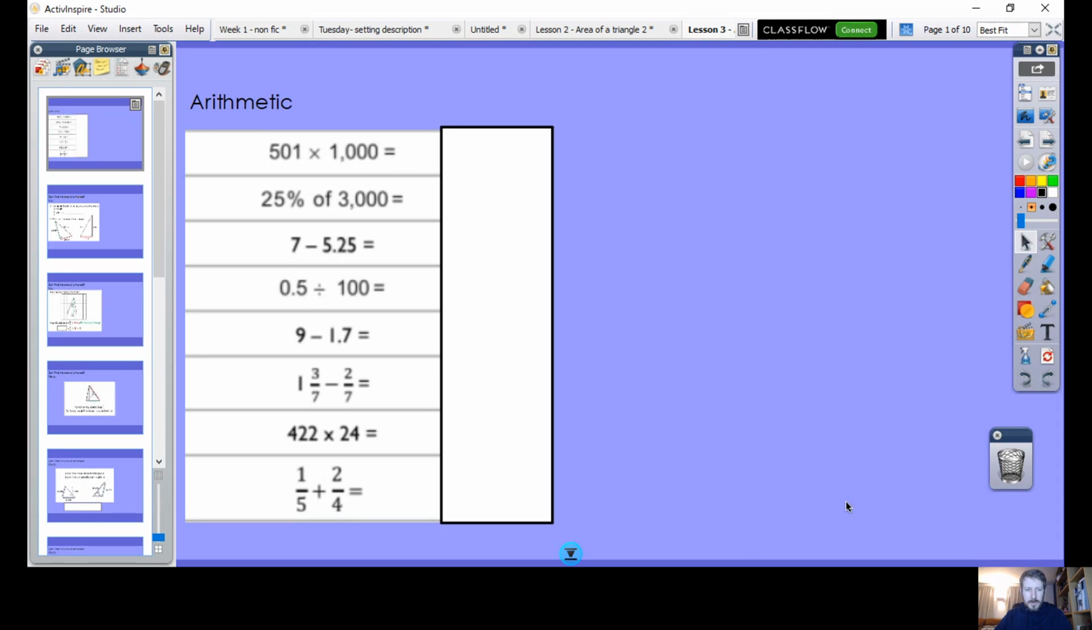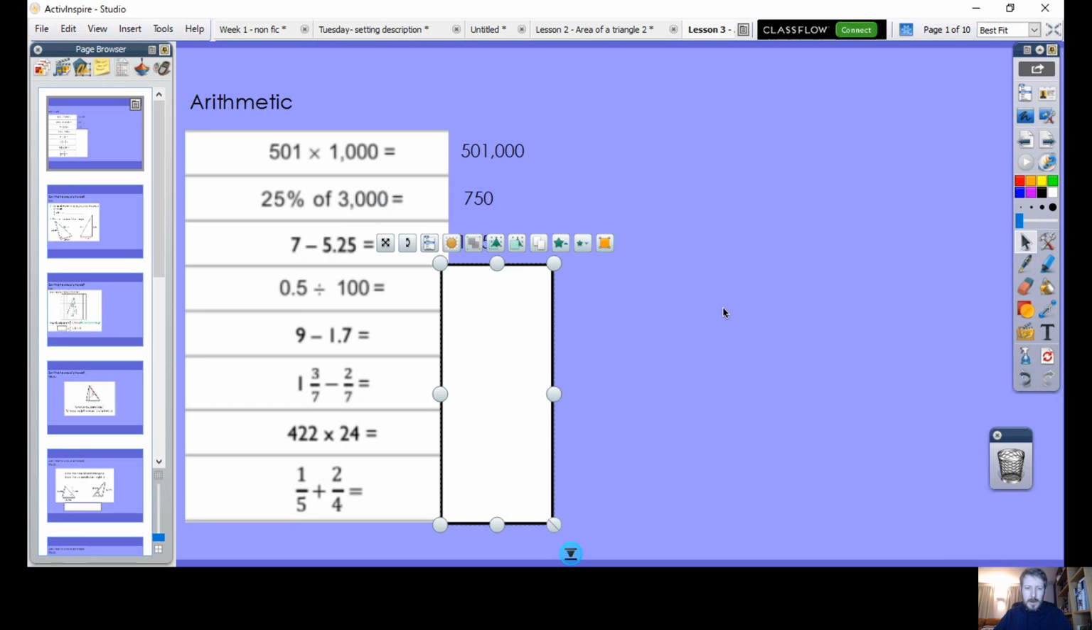Okay, so the first one, 501 times 1,000. The digits move 3 places to the left. You get 501,000. 25% of 3,000, that's a quarter of 3,000, is 750. 7 take away 5.25 and you have 1.75.